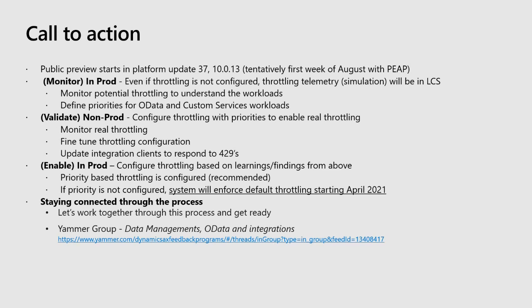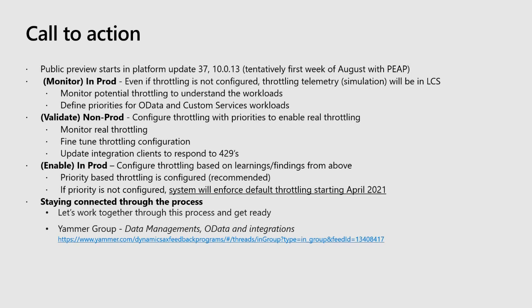If any fine tuning is required, you can tweak that. That is the learning phase of how throttling might finally be configured in production. This is also the phase where the integration clients need to be updated to respond to 429s in a manner we discussed earlier. Once those clients are updated, you can go through the testing and validation process. Once that is all completed, throttling can be configured in production the way it was tested. And once production is configured for throttling, throttling will start happening as we discussed, based on the load and the system resources and whatnot.